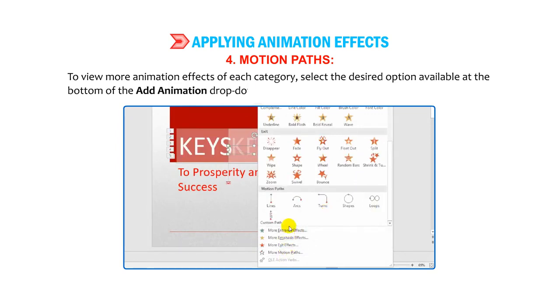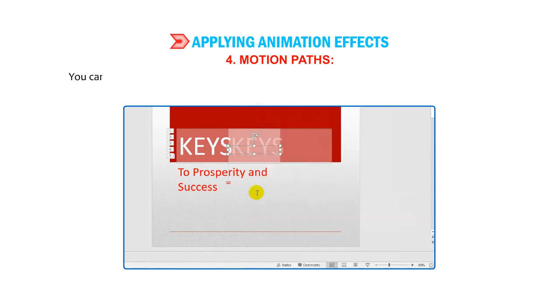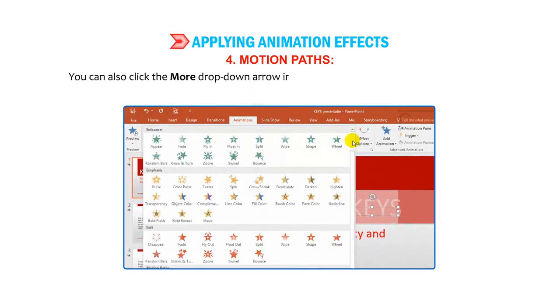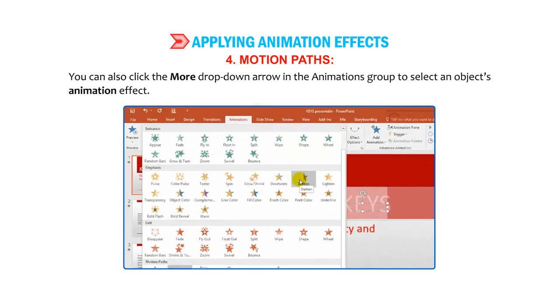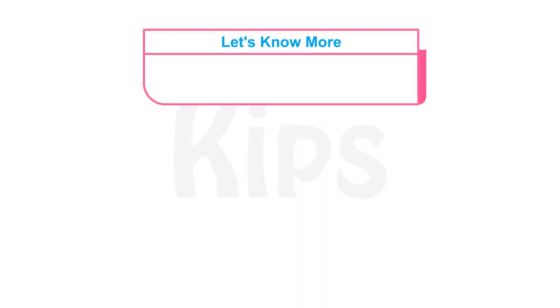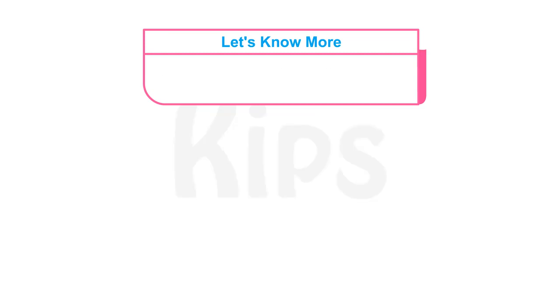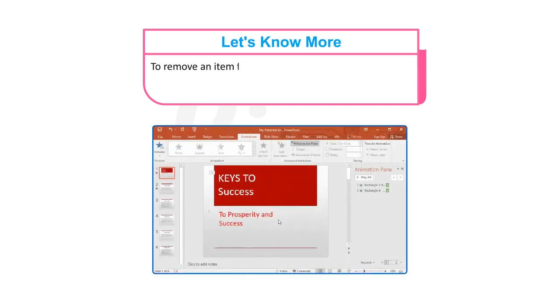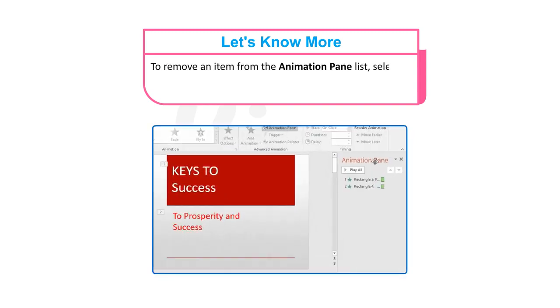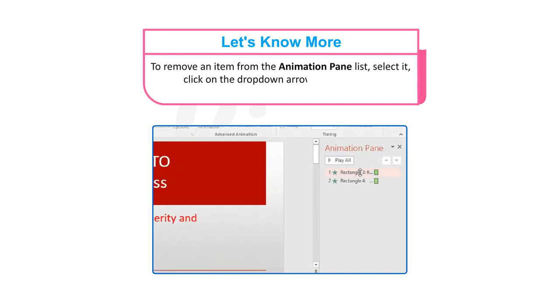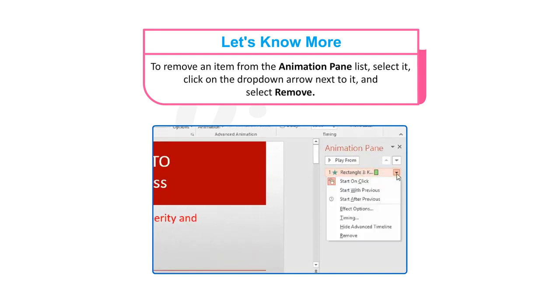To view more animation effects of each category, select the desired option available at the bottom of the Add Animation drop-down menu. You can also click the More drop-down arrow in the Animations group to select an object's animation effect. Students, let's know more. The Effect Options button in the Animation group gives different direction options to each transition. And to remove an item from the animation pane list, select it, click on the drop-down arrow next to it and select Remove.